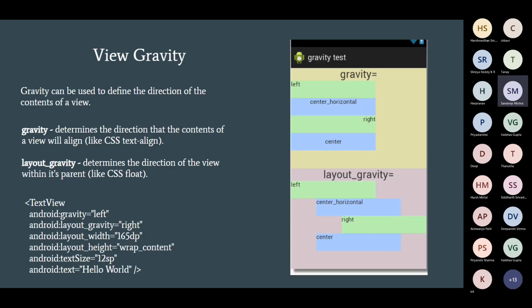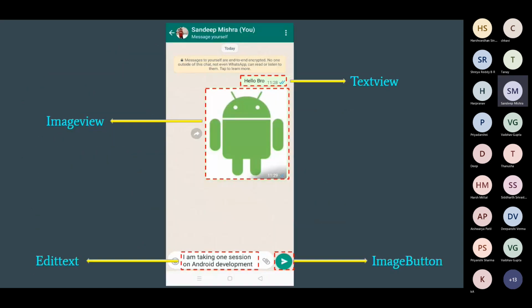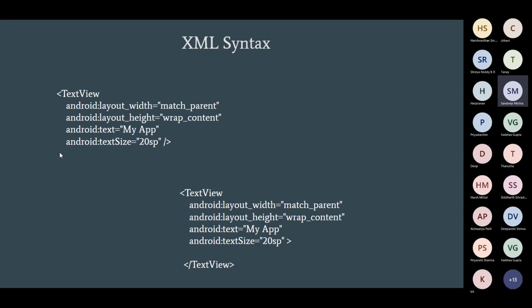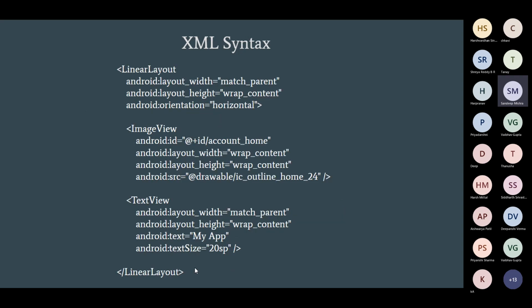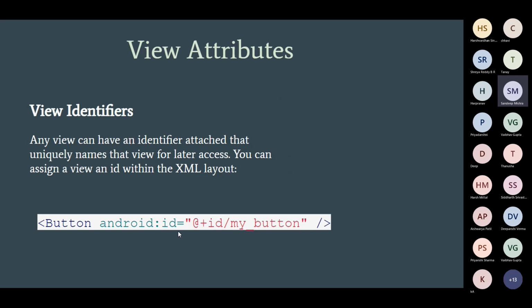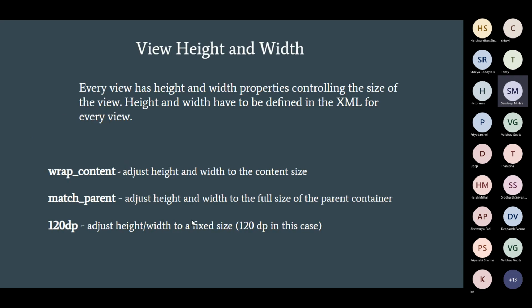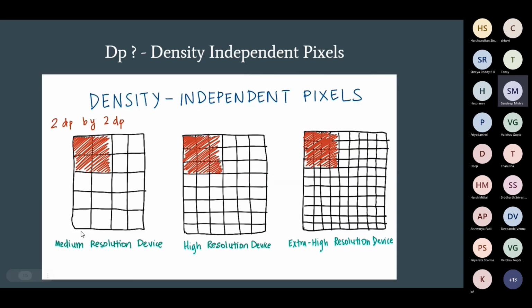So that's it about the view attributes and what the views are. In short, these are the XML syntax. Whenever you want to start writing XML, just remember that you have to open the braces, write the view name, and then close it, or close after some time. Then there is a view identifier, which is just an ID for the view. Then there are parameters called width and height, which can be wrap content, match parent, or a fixed size as a hard-coded value.